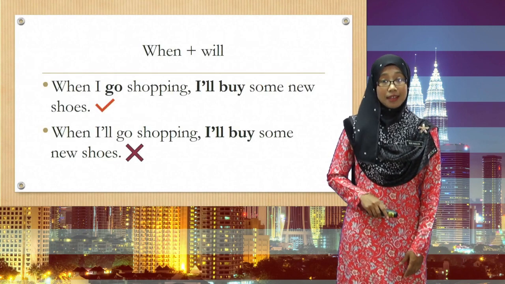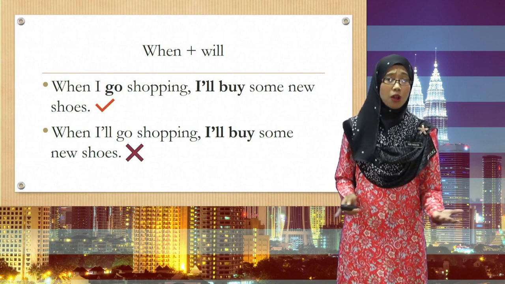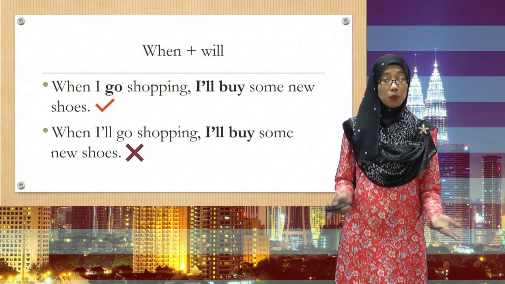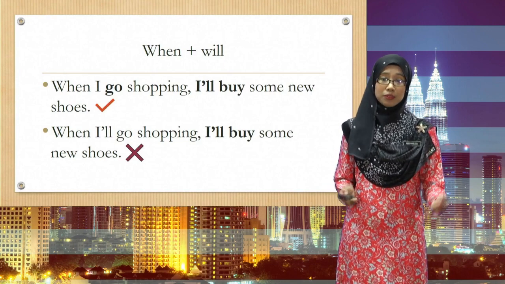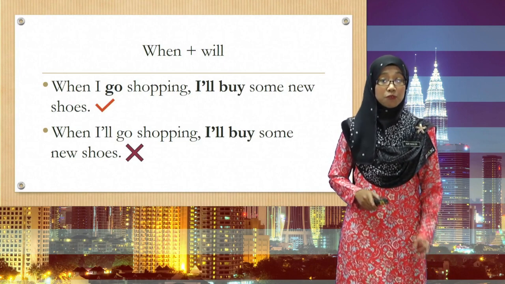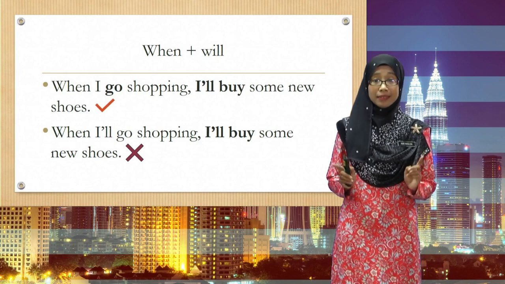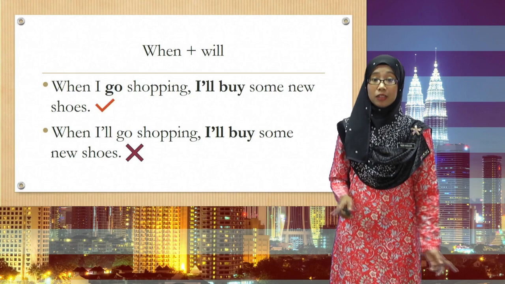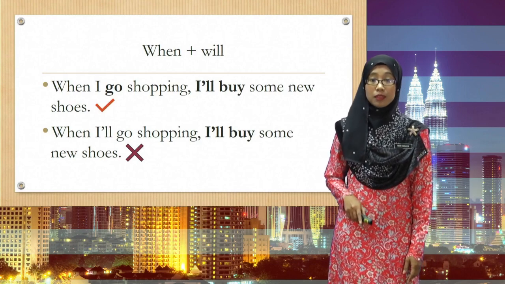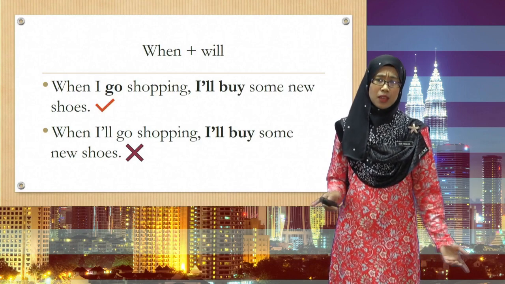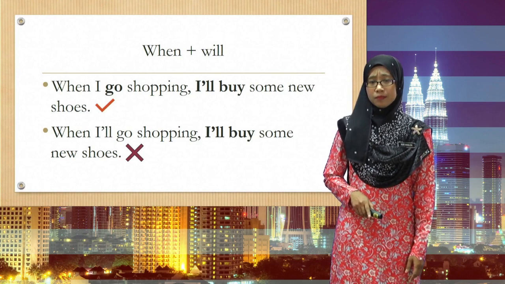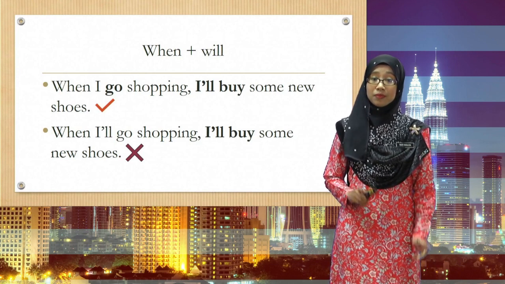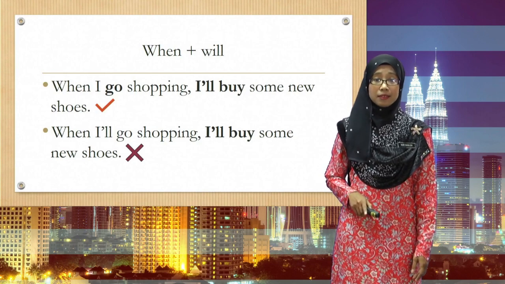Instead of using time expressions of tomorrow, next week, this summer, one day, or soon, we can also use phrases with when like this to talk about future actions. Let's read the first sentence. When I go shopping, I'll buy some new shoes. It is a correct sentence.